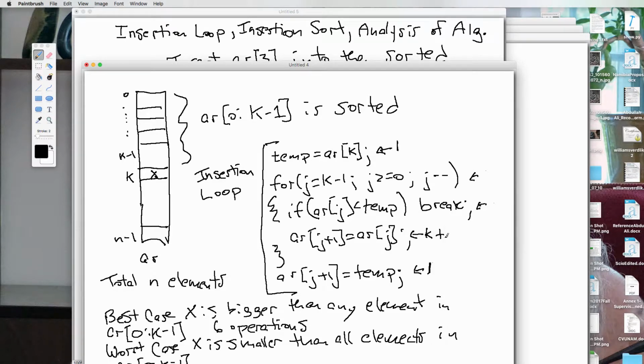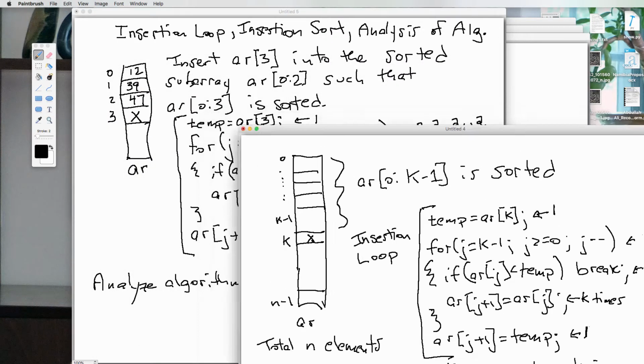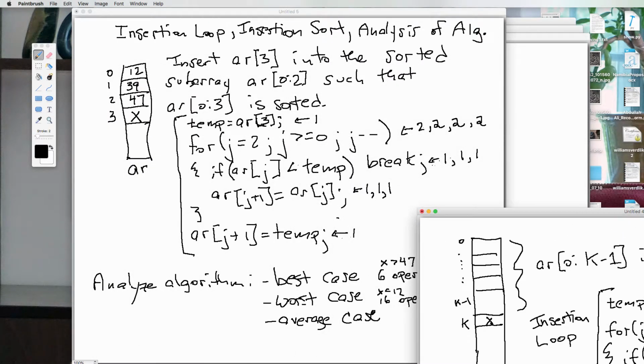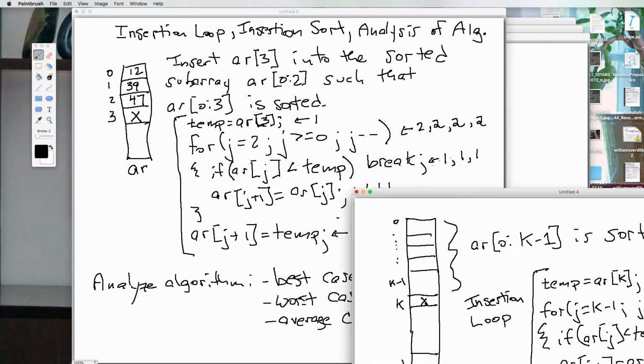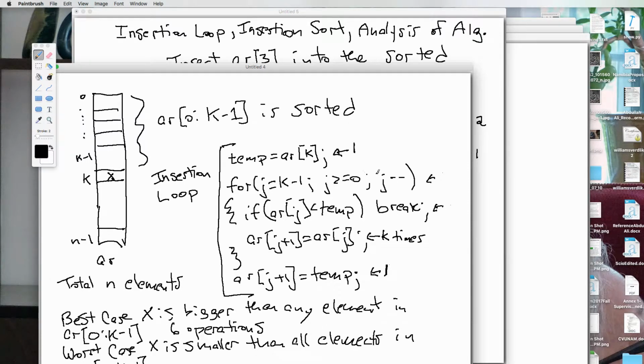Okay? Now, likewise, what about this here? Well, in the worst case situation, remember, I never actually execute the break, but I'm going to be doing this how many times? Well, again, I come over here and I can see I'm doing it 3 times. I did it here when this was 3. That would suggest to me that I'm going to be doing this k times.